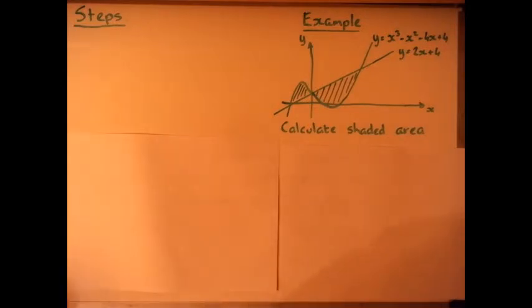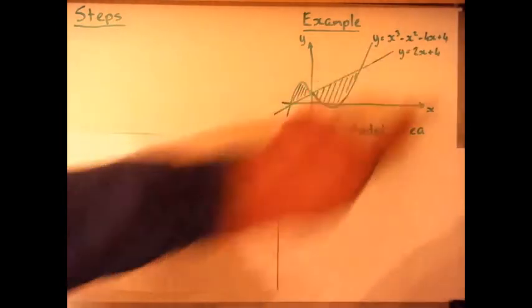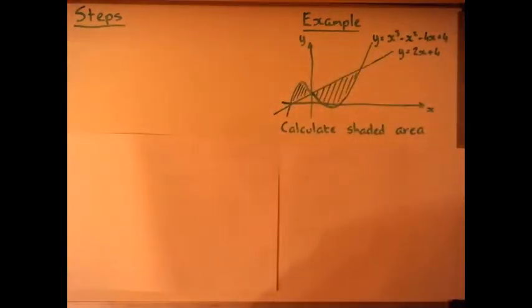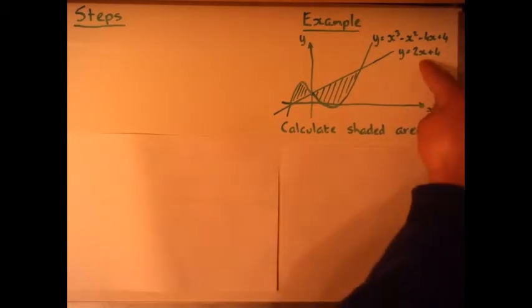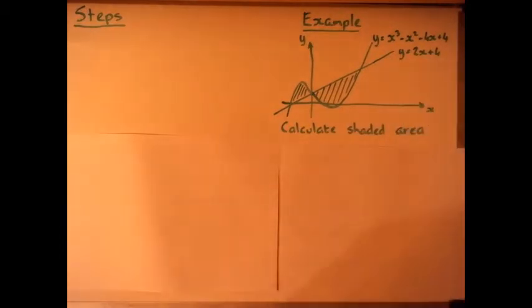So at appropriate points in the video, you might want to pause it and just copy this up in your notes jotter. So you'll see in this example here, we've got a cubic. So our cubic function is up here, x cubed minus x squared minus 4x plus 4, and it's being intersected with a straight line 2x plus 4. And that then gives us two separate areas, and we are asked to calculate the shaded area.